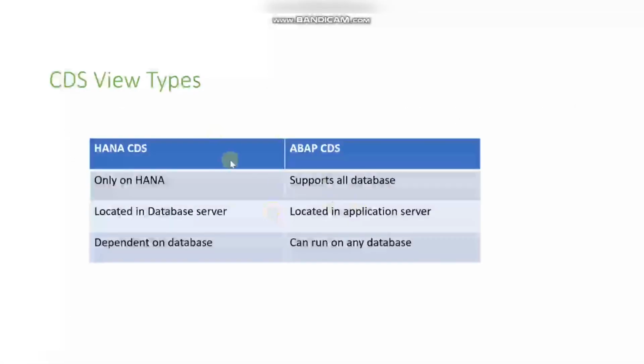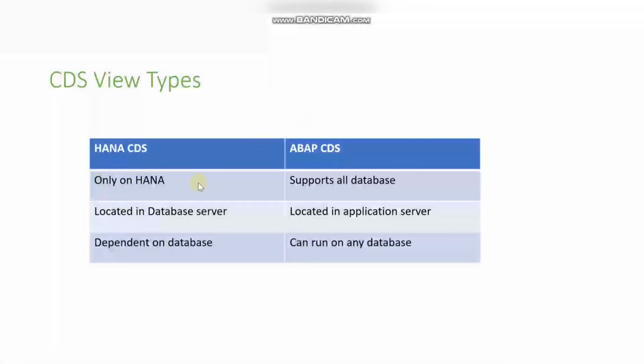These are the types of CDS view: HANA CDS views and ABAP CDS views. I have given this explanation in my previous videos also, while introducing some of the features of HANA, and explained why we have to choose ABAP CDS views. Now I will just segregate the key points here.